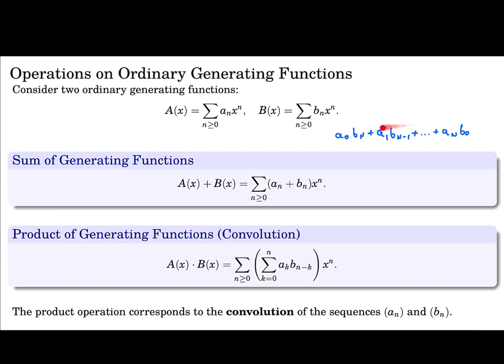And this sum here is exactly this over here. You start with 0 and n, and then as k grows, you get a1 and n minus 1, and so on until you get to an b0. That's just what it's writing there. This operation is called the convolution. And so multiplying generating functions corresponds to convolving the coefficient sequences.